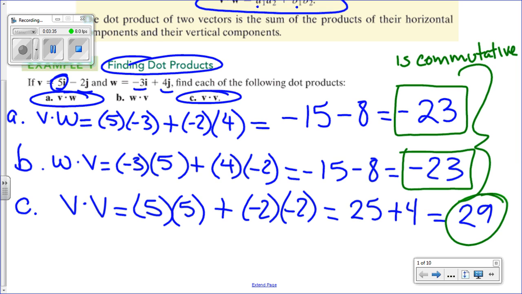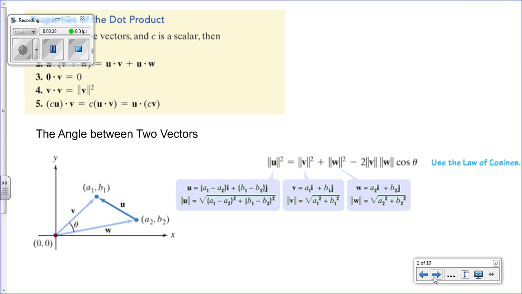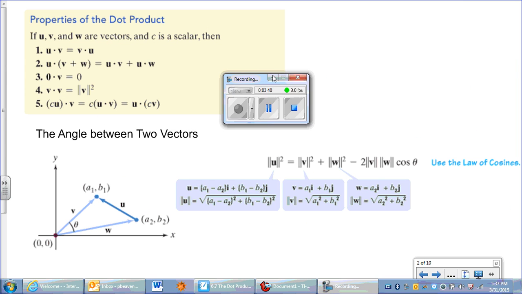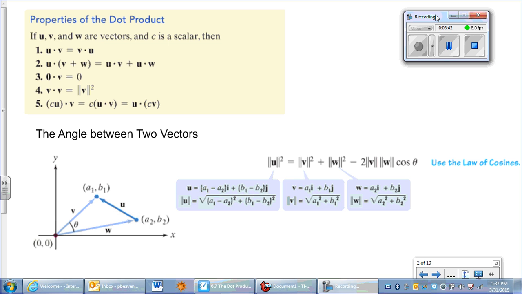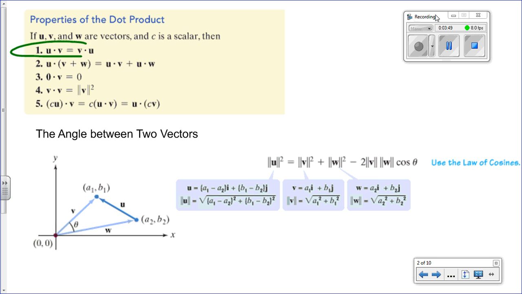So let's go to the next slide. And on the next slide, we have some properties that we're going to go over briefly. And as you guys could see, we have the first one, which is the commutative property.